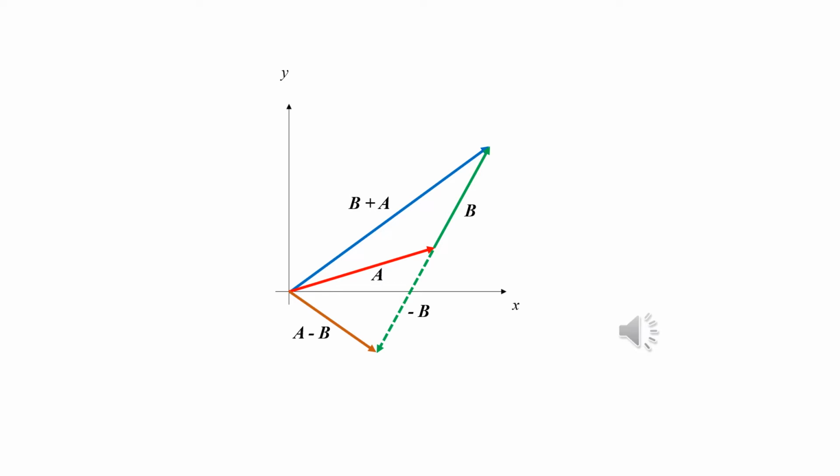Now, if I want to do vector A minus vector B, I just simply reverse the direction of vector B, and that becomes vector negative B or minus B. And then the resultant of A minus B is shown there. So adding the negative of a vector is the same as subtracting the vectors. And so that resultant is shown here.